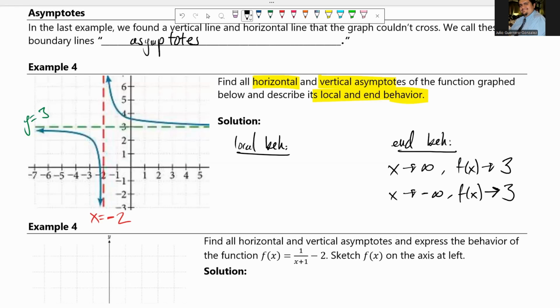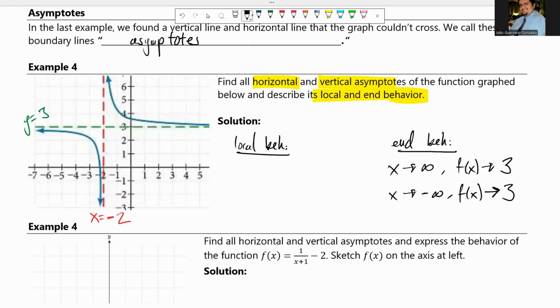Done. You guys see how, remember, mathematicians are lazy, right? They do it in their notation. This right here is that notation. Okay, local behavior. This is the one where we want to handle this line right here. We know what that line is. That is x equals negative 2.